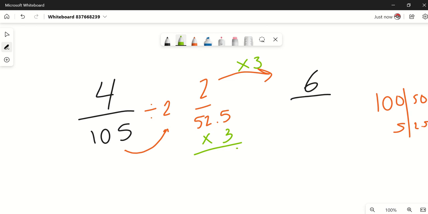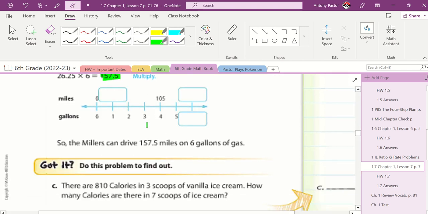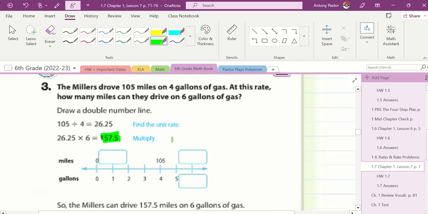3 times 5 would be 15, carry the 1. 3 times 2 would be 6 plus 1 is 7. 3 times 5 would be 15. One number came after a decimal. Therefore, I would get 157.5 miles out of it, which is exactly what they told us here. So the Millers can drive 157.5 miles on 6 gallons of gas.